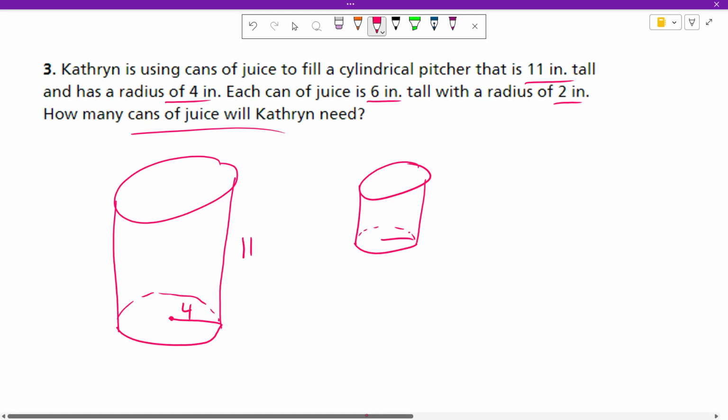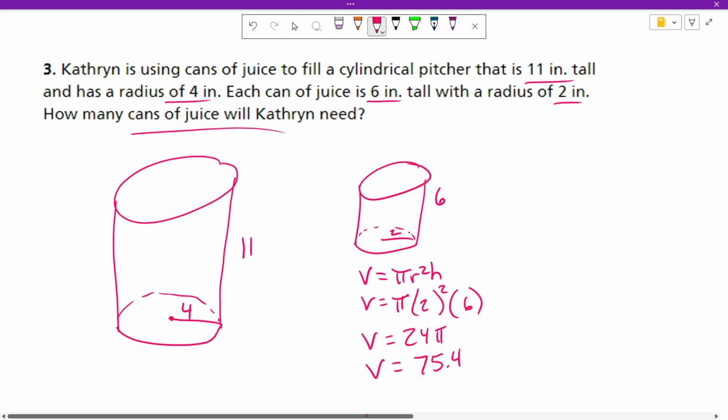The little cans are 6 inches tall with a radius of 2. What's the volume of the little cans? Pi r squared h. This time push the pi button. So we get 24 pi, which is what? Okay, on the big one.